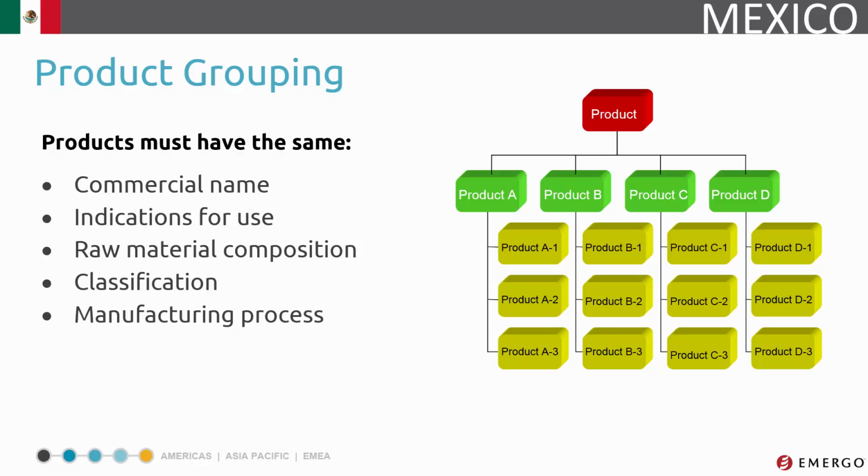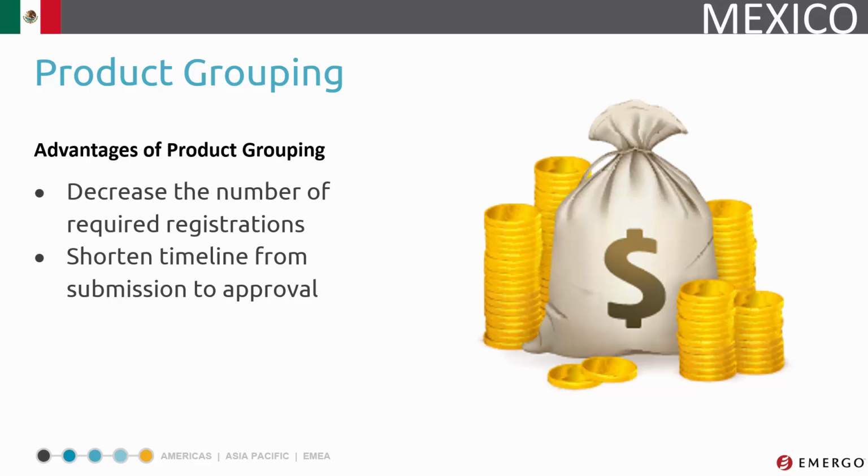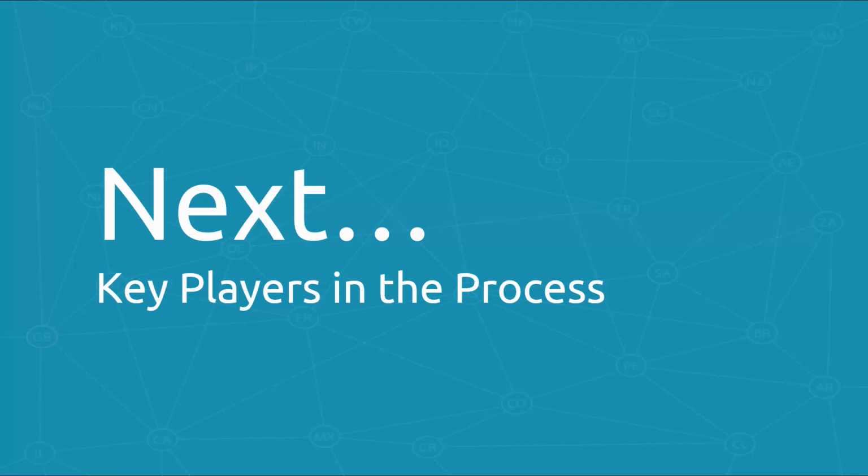Packaging is also an important component to consider when grouping products. When you consider how grouping can lower the number of registrations and decrease the amount of time it takes to get to market, the cost-benefit is hard to ignore. The next section covers some entities involved in the registration process.